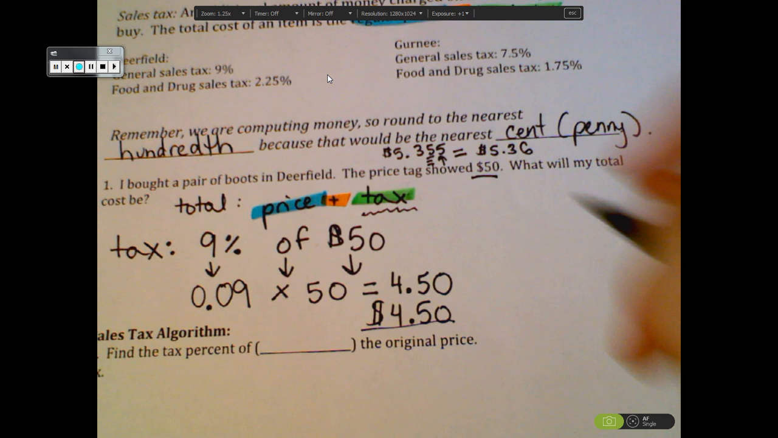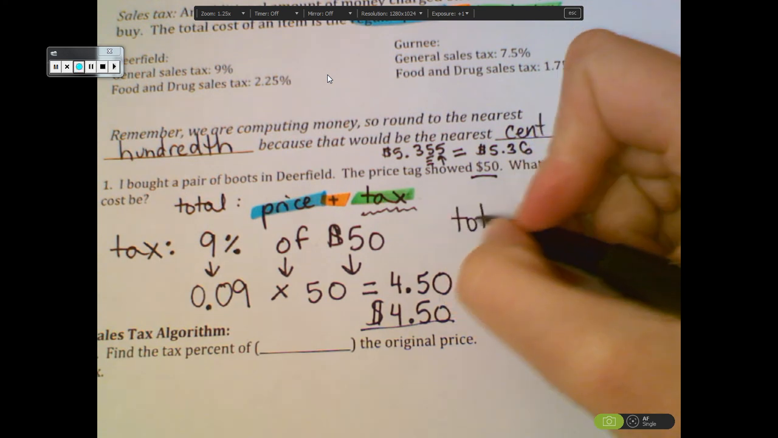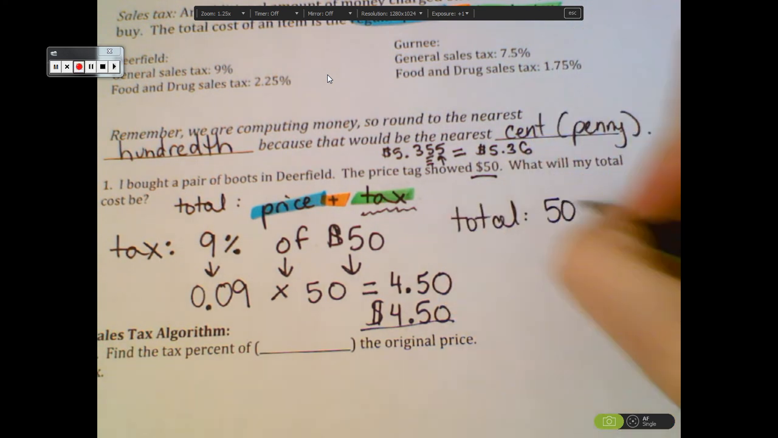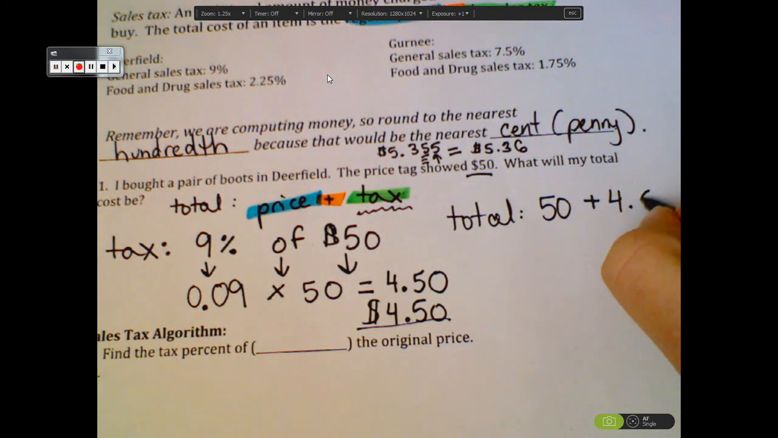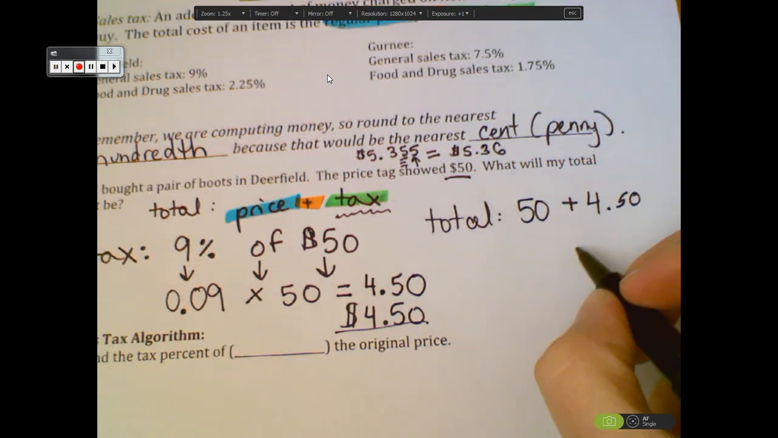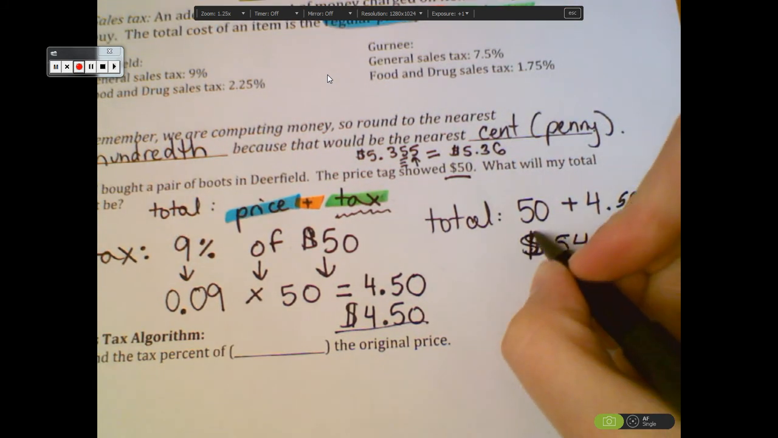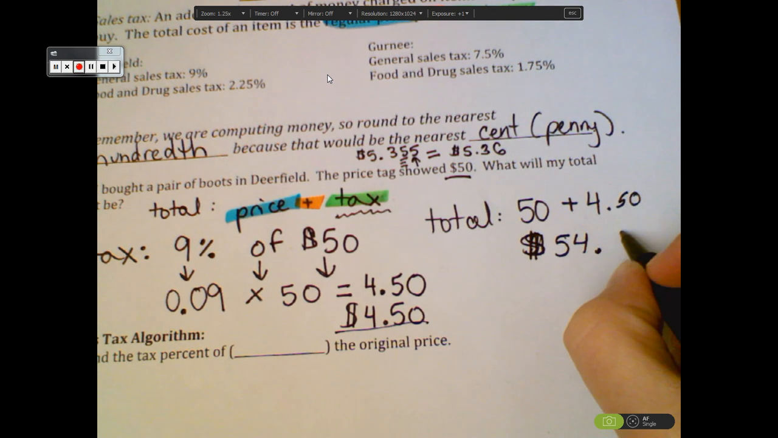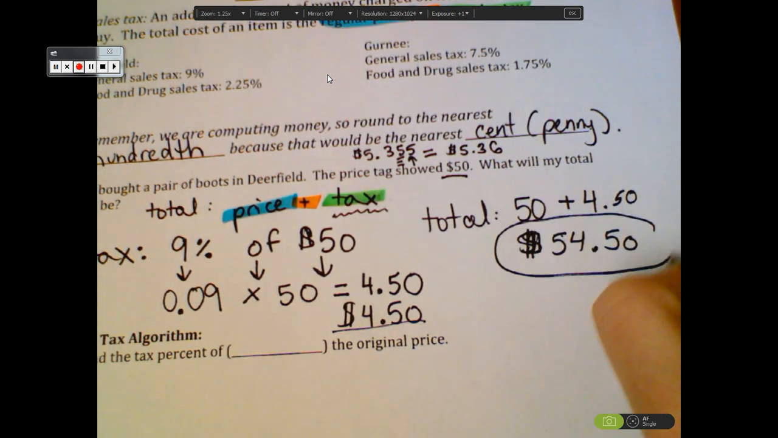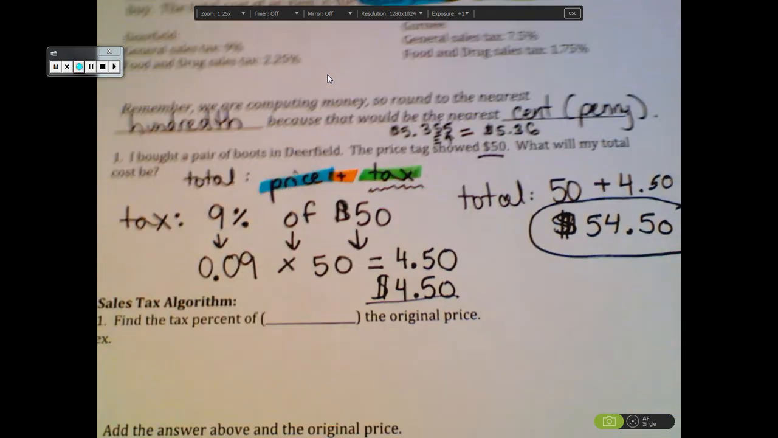So my grand total when I go to the checkout would be $50 plus $4.50 for a total of $54.50. Pretty easy, right?